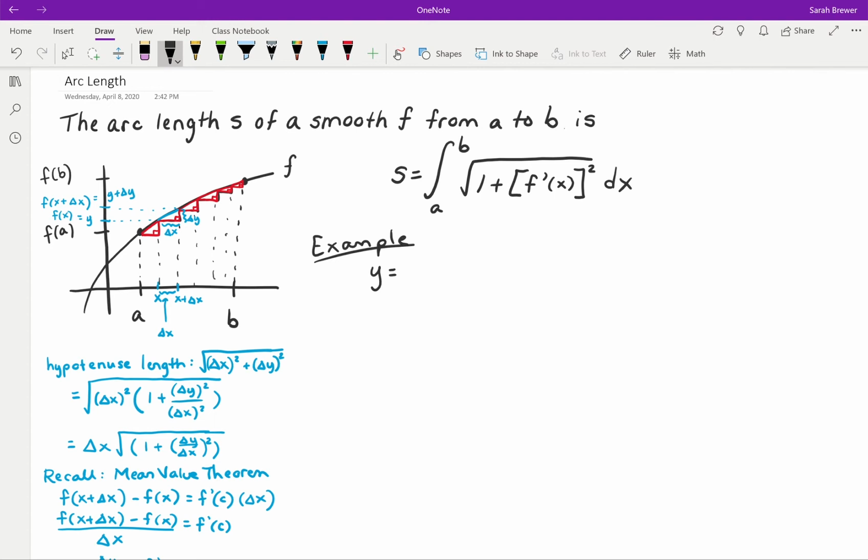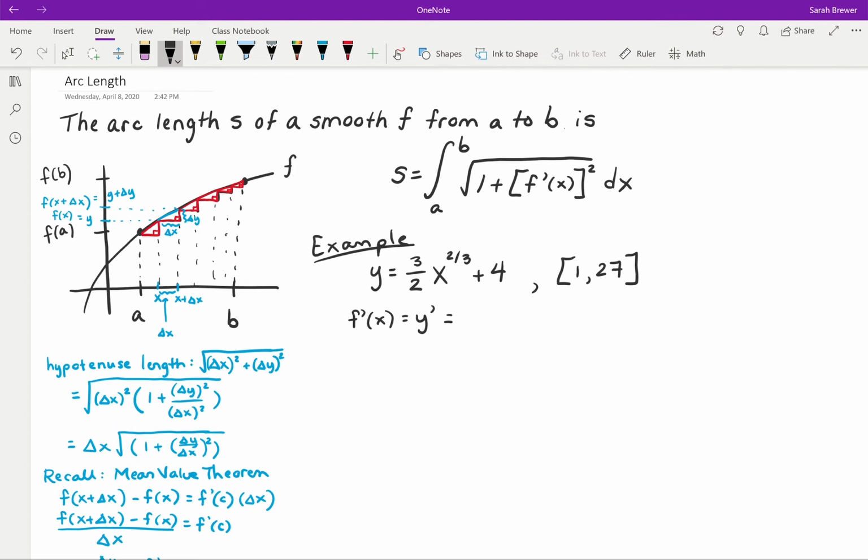So let's say I have the function y equals 3/2 x to the 2/3 plus 4, and I want to compute the arc length on the closed interval 1 to 27. Okay, so first thing we need to do is find our derivative. So in this case, that's just y prime. Conveniently, the 3/2 and the 2/3 cancel.